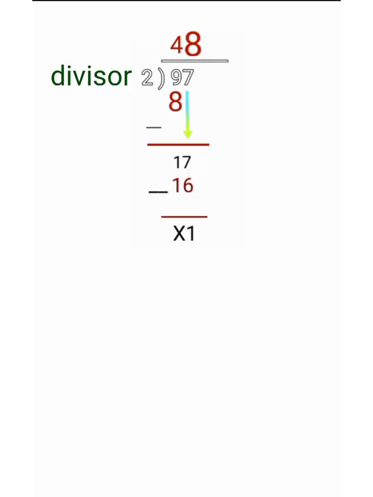Now we have finished all the division. Kids, here 2 is the divisor, 48 is the quotient, 97 is the dividend, and 1 is the remainder.